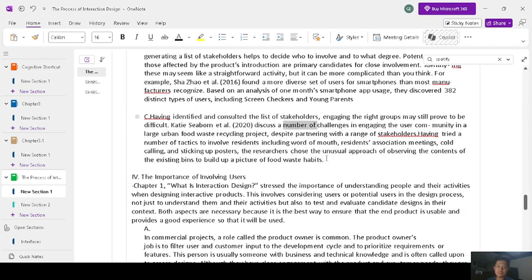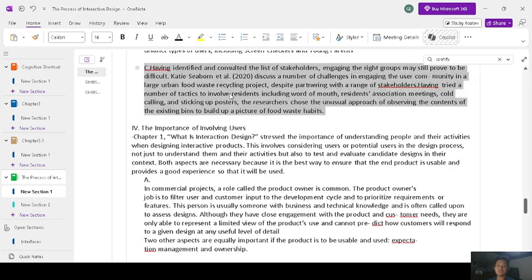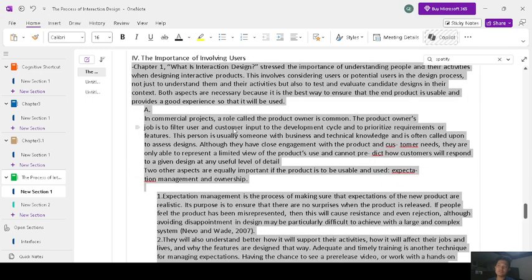Having identified and consulted the list of stakeholders, engaging the right groups may still prove to be difficult. Katie Seaborn in 2020 discussed a number of challenges in engaging the user community in a large urban food waste recycling project. Despite partnering with a range of stakeholders, and having tried a number of tactics to involve residents, including word of mouth, residents association meetings, cold calling, and sticking up posters, the researchers chose the unusual approach of observing the contents of the existing bins to build up a picture of food waste habits. The importance of involving users.